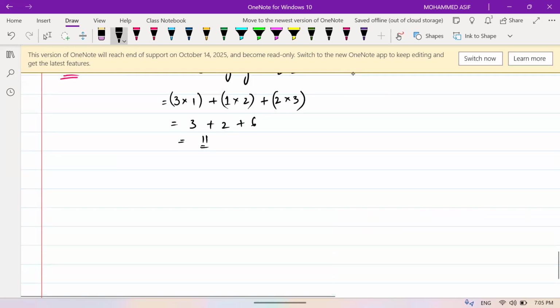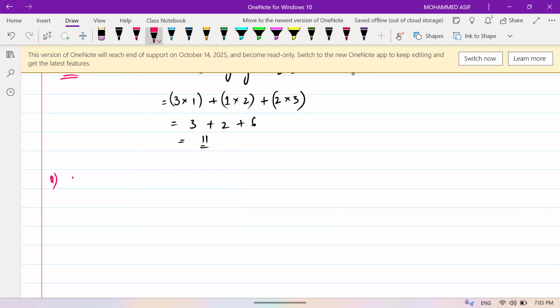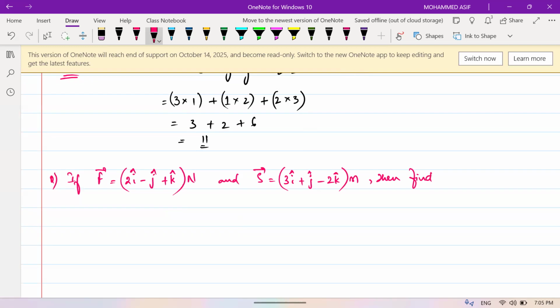Yes, sir. One more question, faster. If F bar is equal to 2I cap minus J cap plus K cap Newton and displacement S bar is equal to 3I cap plus J cap minus 2K cap meter, then find the work done.